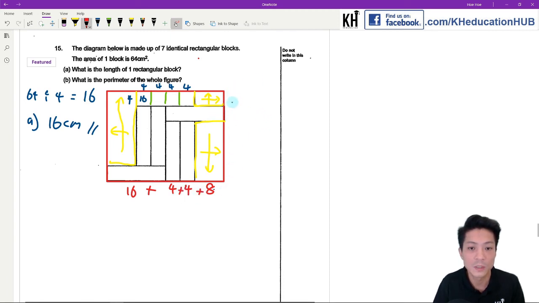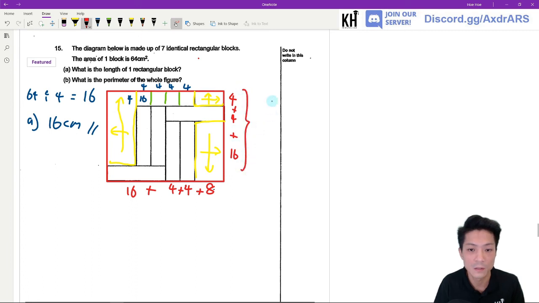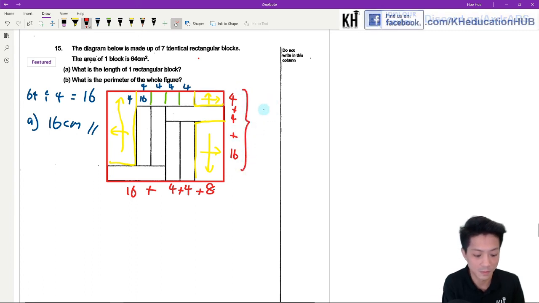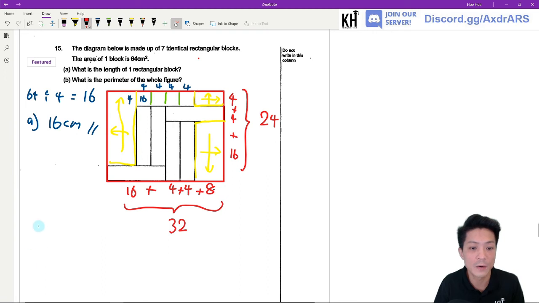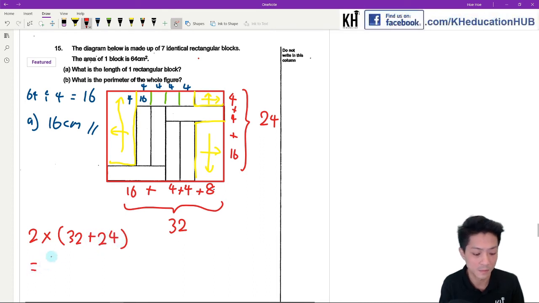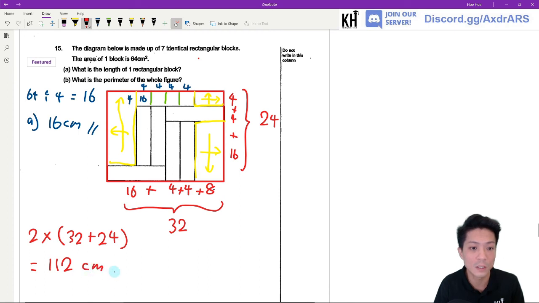Okay, and this part will be 4 plus 4 plus 16. This will be 24. This would be 32. Okay, so to find the perimeter of the whole figure, you just need to use 2 times 32 plus 24. Which is 112 centimeter.